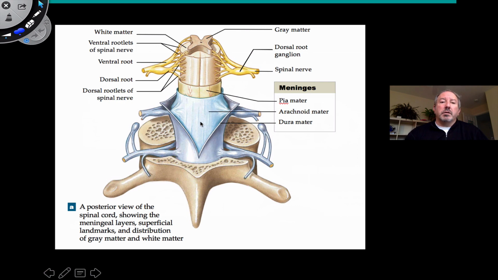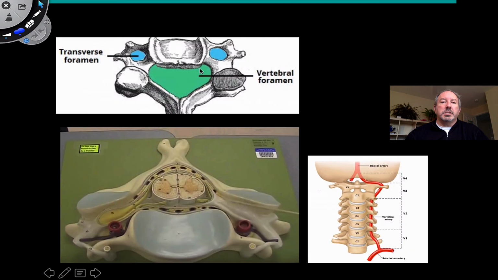The arachnoid mater is a layer of tissue that I presume reminded early anatomists under the microscope of spider webs. It's an arachnoid. And then pia mater is the innermost meninge, which is in direct contact with the spinal cord itself. Okay, those are the meninges.